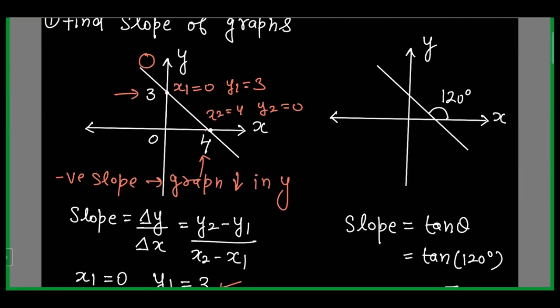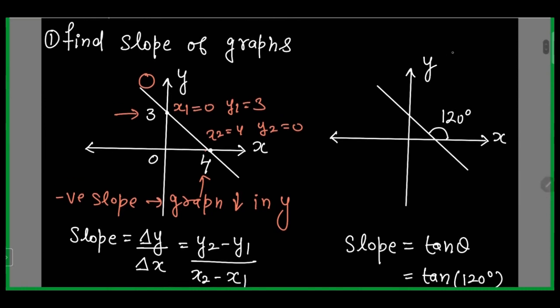So this was one of the ways to find the slope. Now let's find another way. The second way is I am giving you the second graph. Now, I don't know any values of y or x. I don't know what is y, what is x, but I know the angle. So which formula should I use? Yes, you are right, which is m equals tan theta.